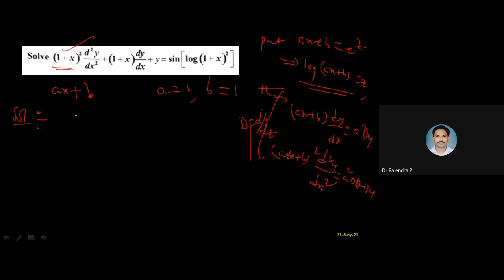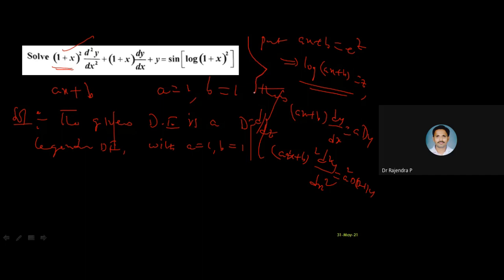First, you have to write: the given differential equation is a Legendre differential equation, with, if you want, values a is equal to 1, b is equal to 1. Therefore, in general we have ax plus b, so here in place of ax plus b, what is there? Tell me. 1 plus x, right?